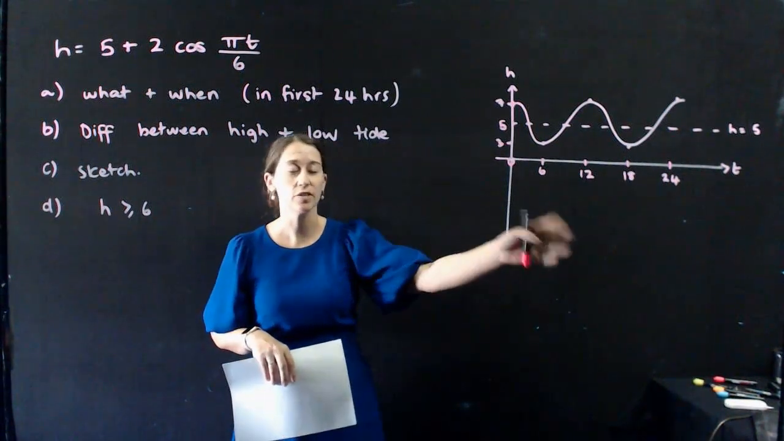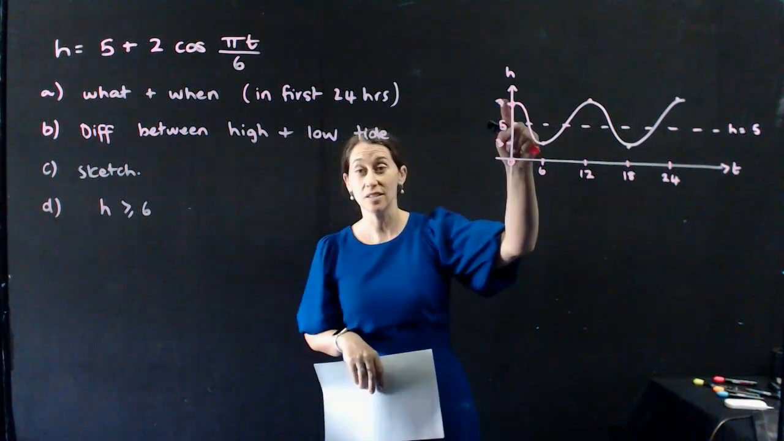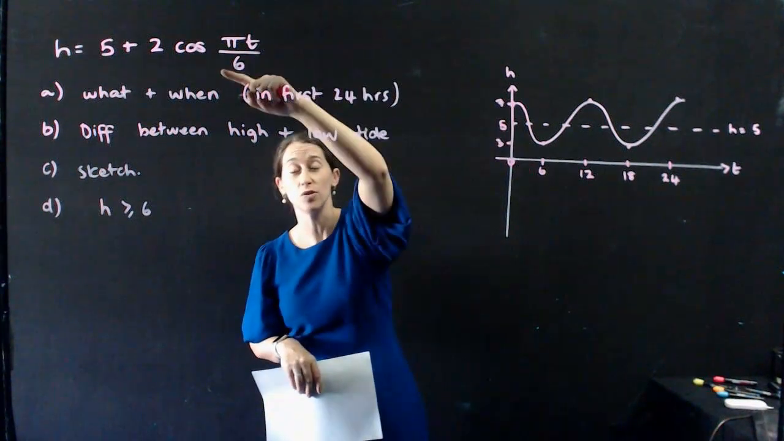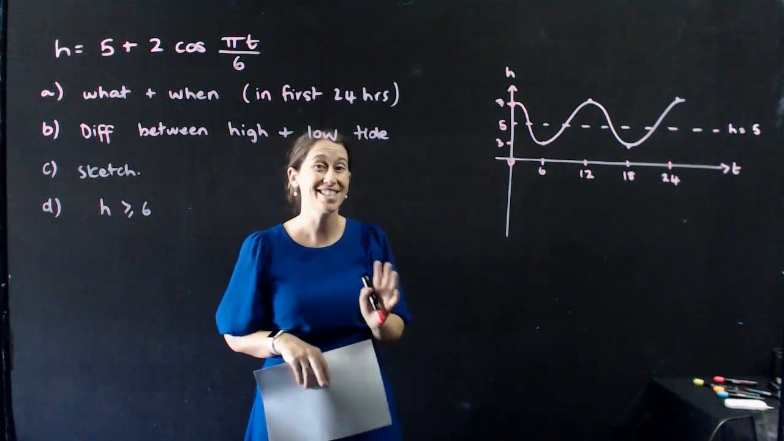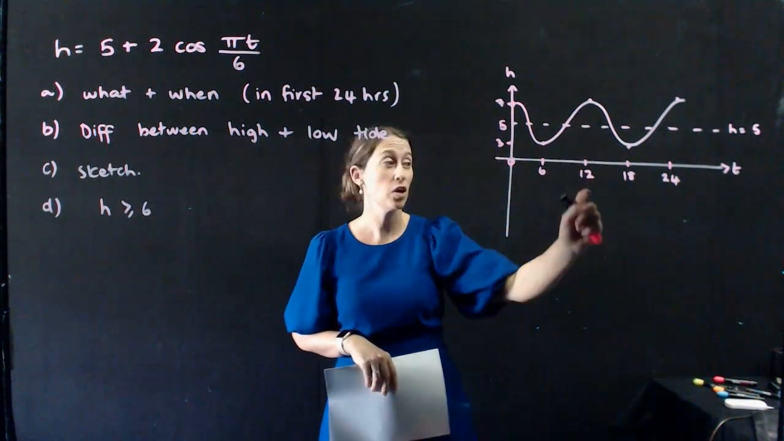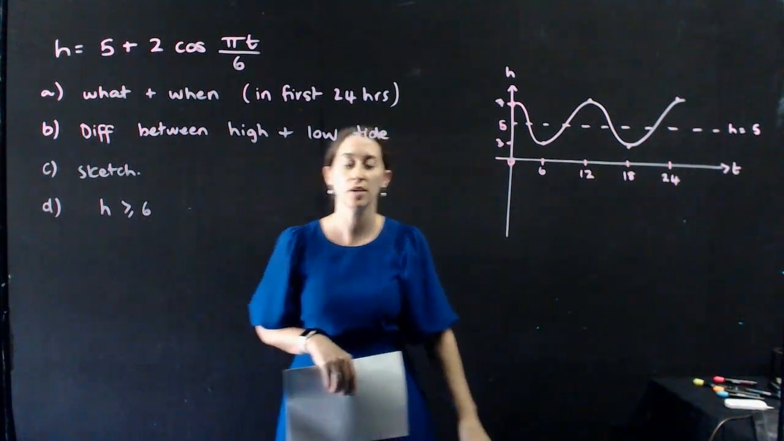Alright, so let's have a look at what is high tide and when does it occur. Well, we can see this from the graph that we've sketched straight away. We can see that high tide is 7 metres, because remember our equilibrium position was 5 and the amplitude is 2, so 7 metres is our high tide. When does that happen? We can see it happens at the beginning, 0 hours, then 12 hours later, and then at 24 hours, a further 12 hours after that.